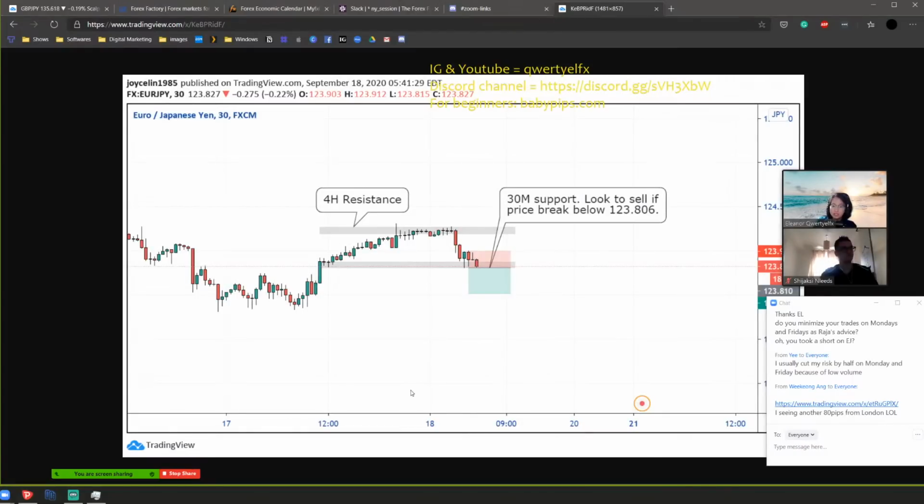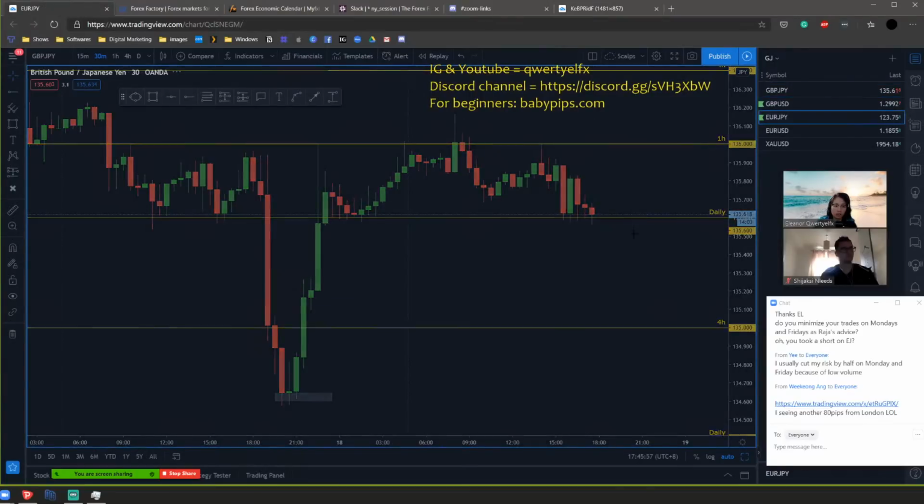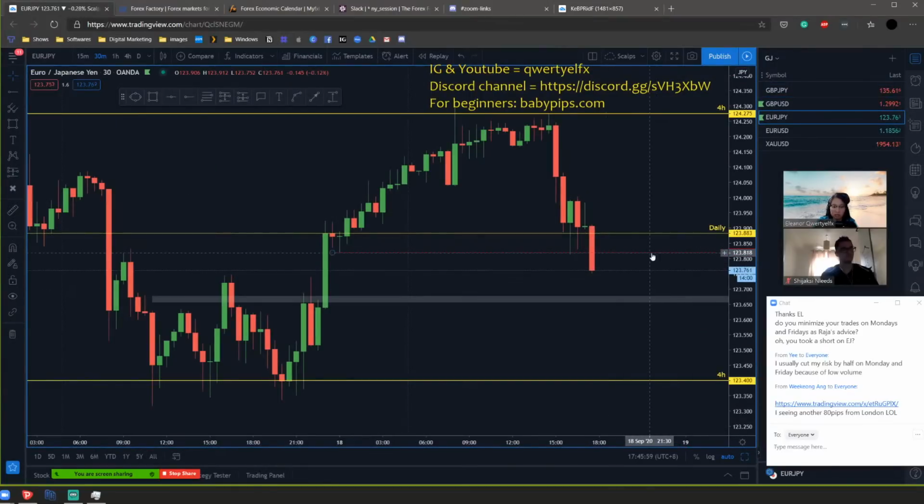Okay, 4-hour resistance, 30 minutes support, look to sell if price breaks below. Yeah, Justin. So 810, right? So you saw this same area that I saw. So it needs to clear the wicks. So exact same idea.